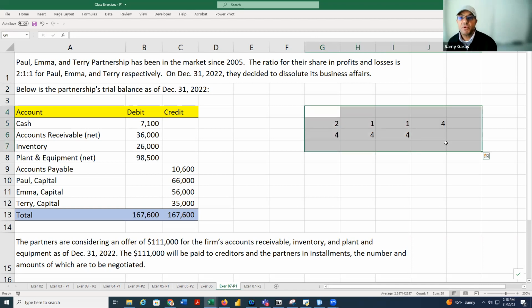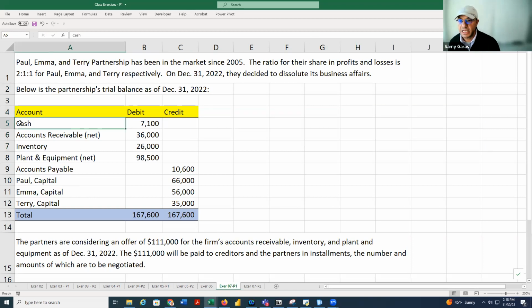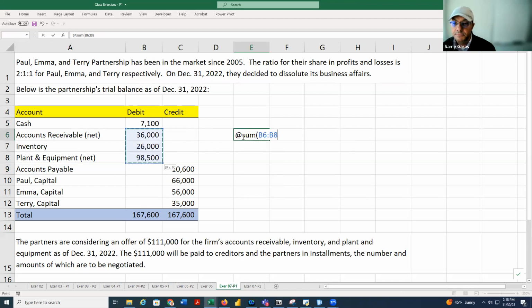$111,000. And now we have the trial balance, as you can see here: the cash, receivables, inventory, equipment, accounts payable, and their capital. We don't know anything about other issues, except they sold the assets for 111. So what we need to do is check the total amount of the assets here. If I make their total and subtract 111, we get 49,500. That's fine.